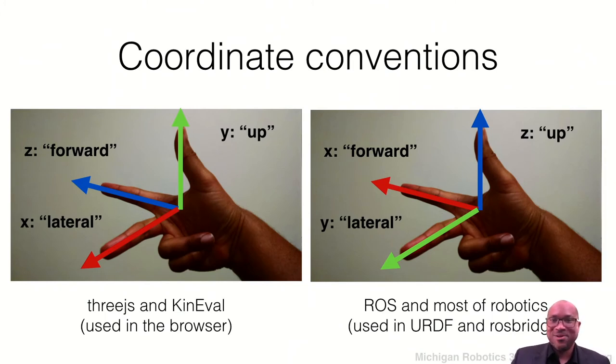Y is going to be up, Z is forward, and X is lateral. And if you're an aerospace engineer, Z is going to be pointing down, and there are going to be different coordinates. And so we have to be mindful of these different coordinates, especially because the URDF that we're getting is going to be defined in the coordinates that we have for ROS. But in the browser, when we're using KinEval, it's going to use a different coordinate convention. So we have to do some transforms as well to account for the different convention.